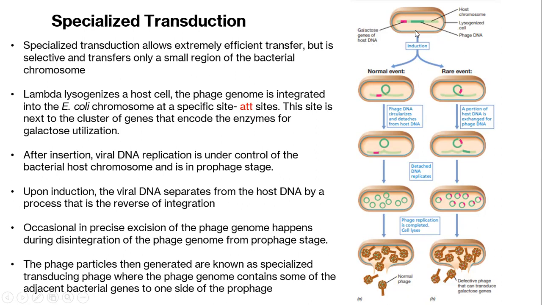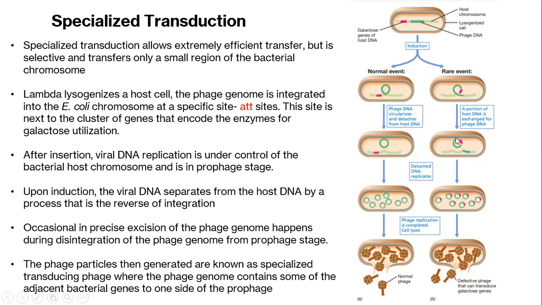Now, when the phage is induced, whenever it is coming out of the lysogenic stage and entering into the lytic phase, there is excision or disintegration of the phage genome from the chromosomal DNA. In a normal event, the excision is quite precise, and you will have a virus particle, circular viral DNA generated that will enter into a normal lytic cycle, generating more virus particles that can infect a new host.